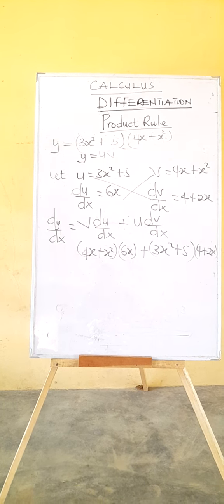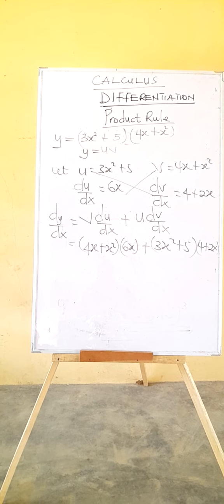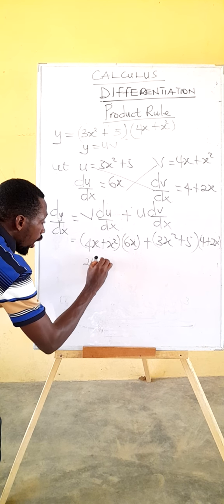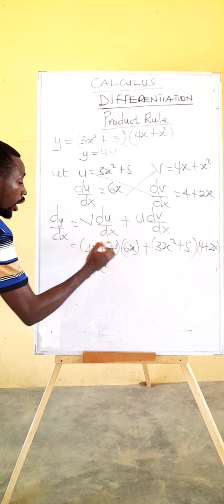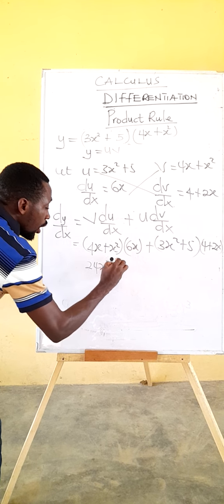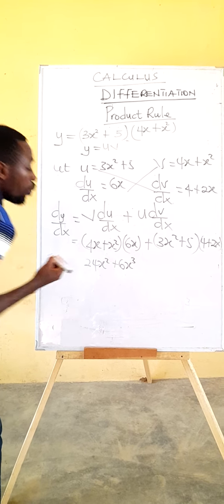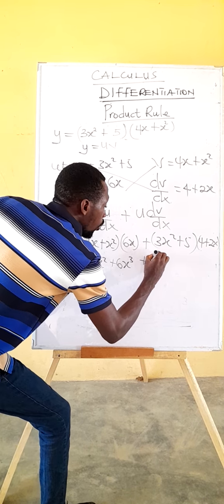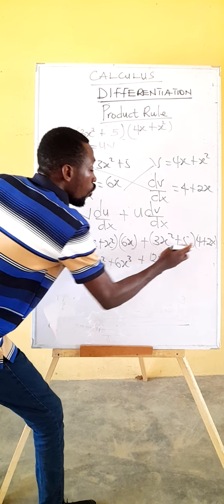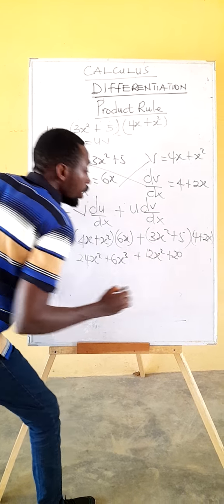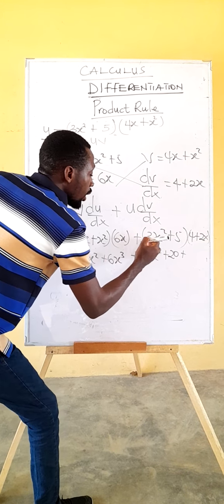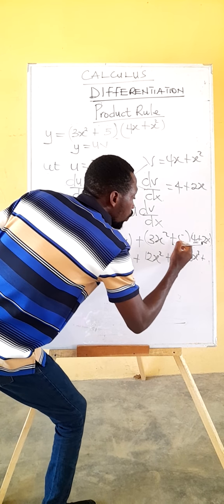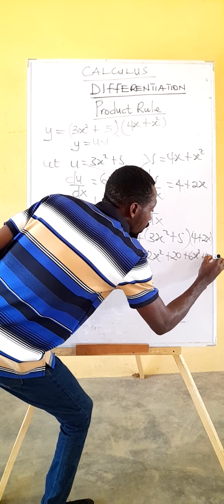What do we do now? We expand the two brackets. 6x times 4x gives you 24x squared. 6x times x squared will be equal to 6x cubed. Plus 4 times 3x squared, that will be 12x squared. 4 times 5, that will be 20. Plus 2x times 3x squared, that will be 6x cubed. Plus 5 times 2x, that will be 10x.